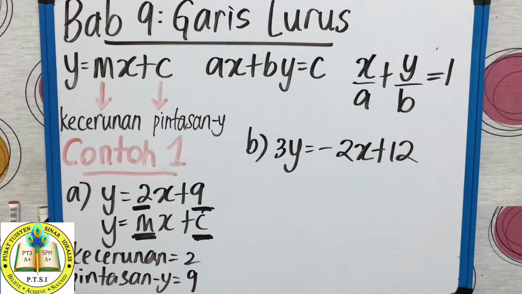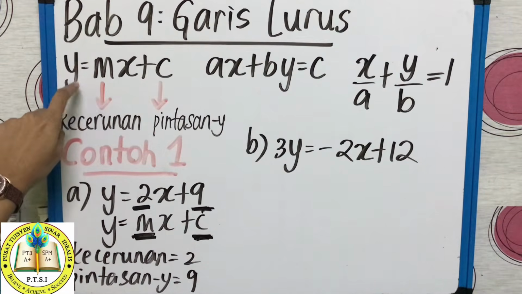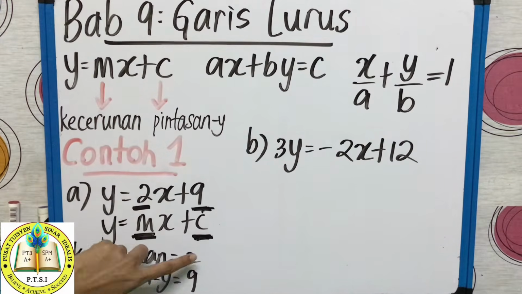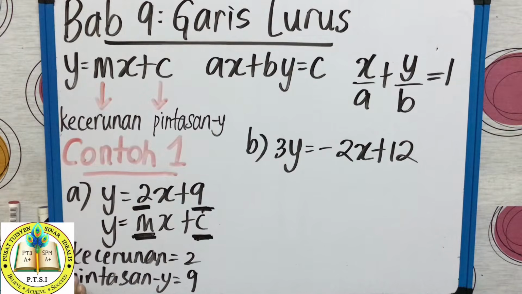Jelas? So remember, any equation can come out. But the thing is, you must know which form is that. Pelajar-pelajar mesti tahu bentuk mana. For this, teacher take this form. Bentuk ni. Then, I compare. M sama dengan 2, C sama dengan 9. So, M2, kecerunan 2. C9, pintasan Y9. Faham? This is not negative Y. Pintasan is a dash Y. So, pintasan Y sama dengan 9.